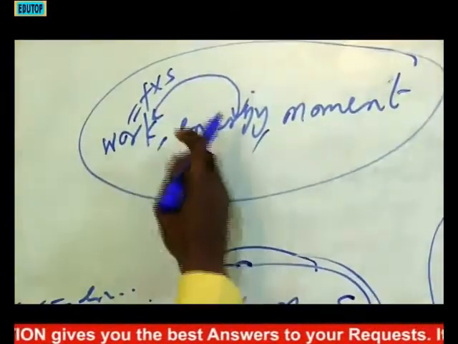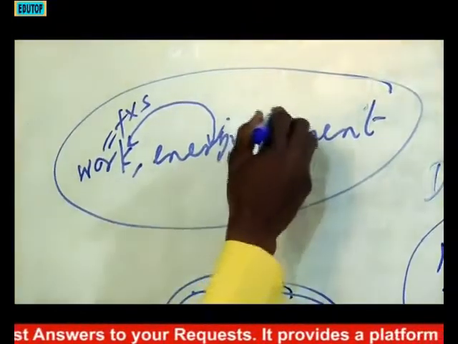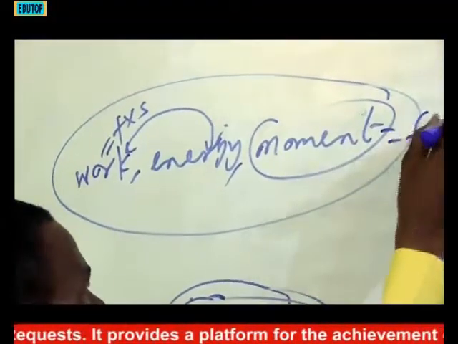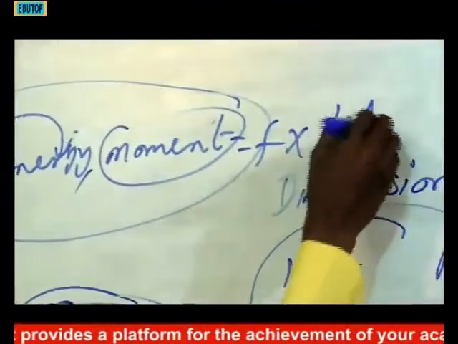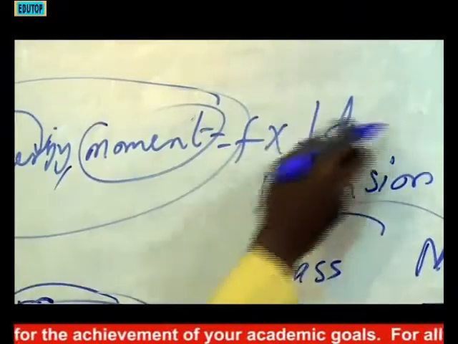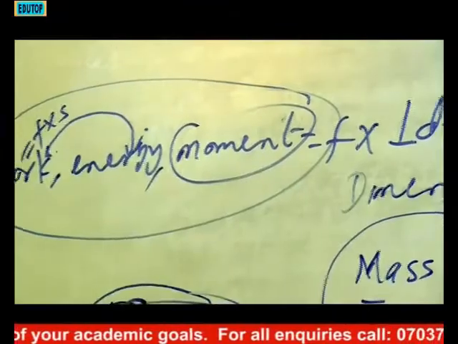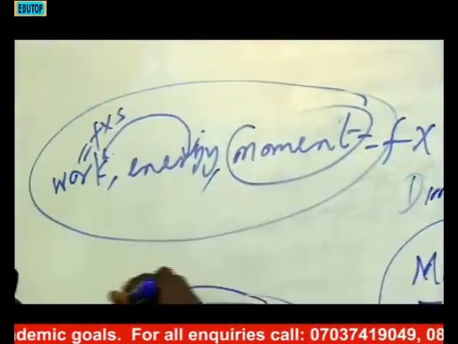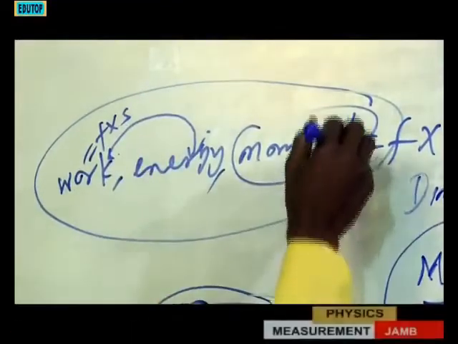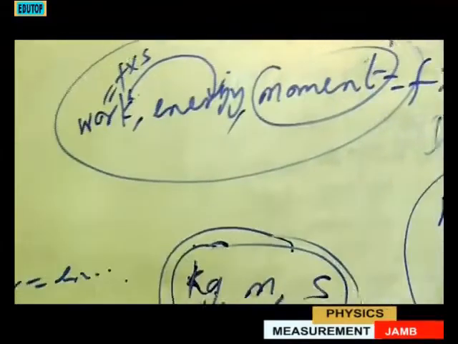If you are told to find the dimension of a particular quantity, like energy, they have the same dimension. What about moments? They have the same dimension, because moment is defined as force times perpendicular distance. Force times distance. Force times perpendicular distance. So if you try to find the dimension, you are still coming back to this. So I intentionally put these three together for you so that you won't disturb yourself. Whenever you are told to find the dimension of any of them, they have the same dimension. Take note of that.